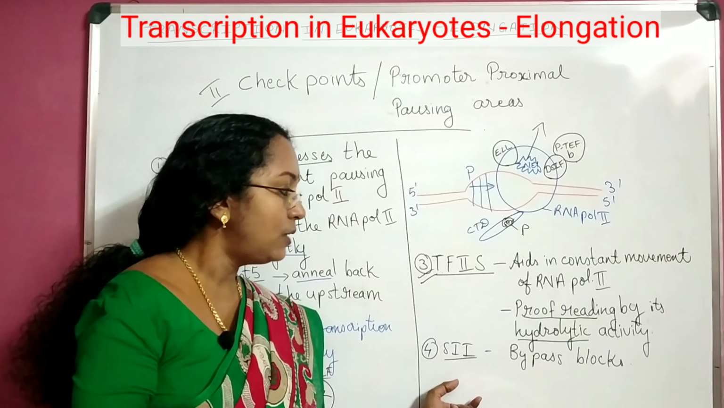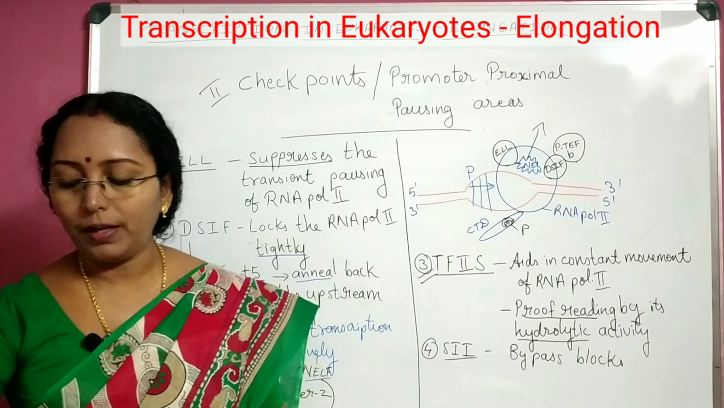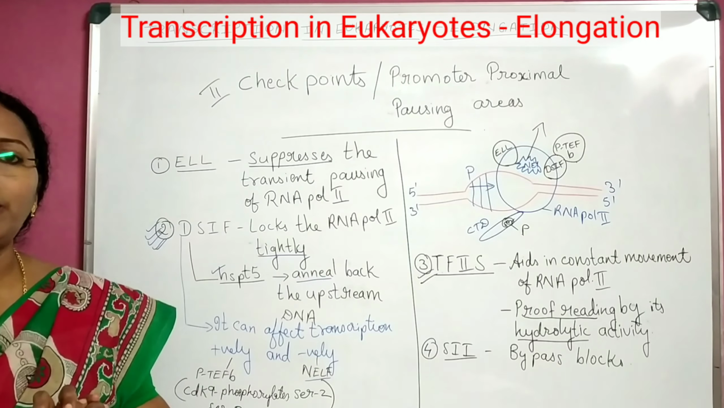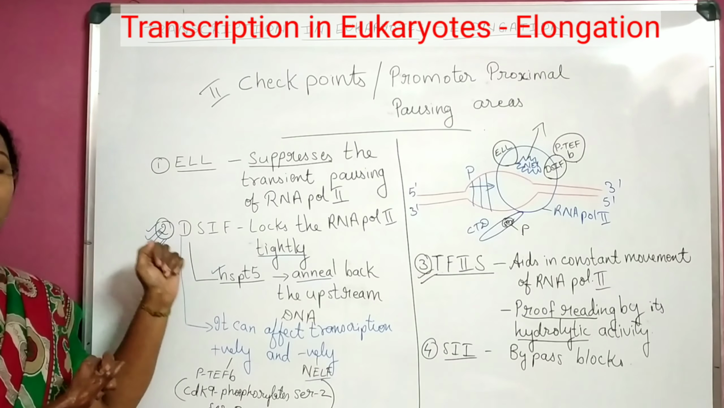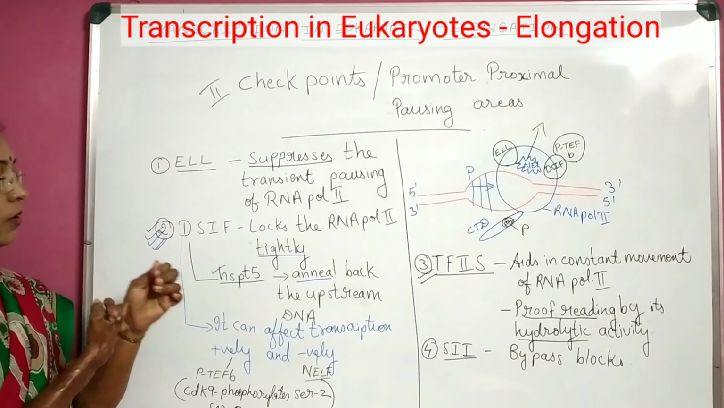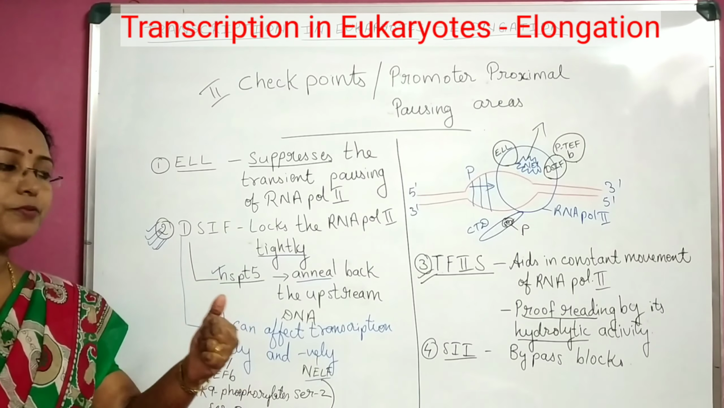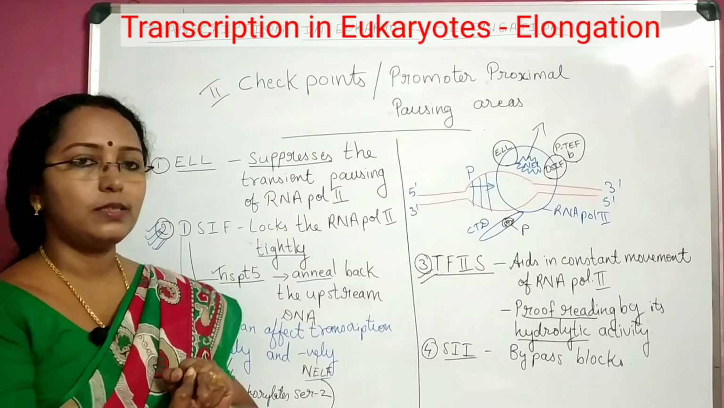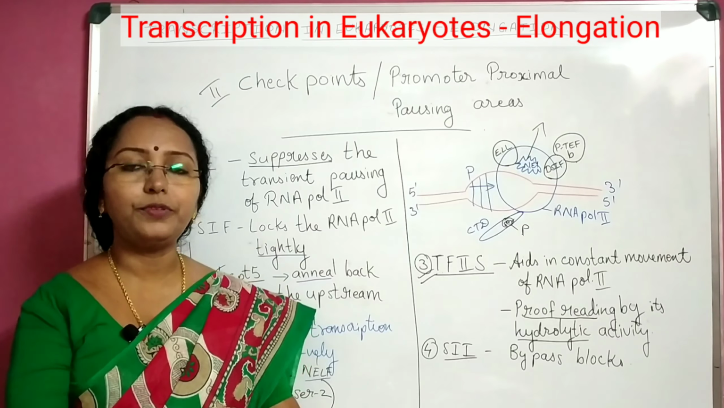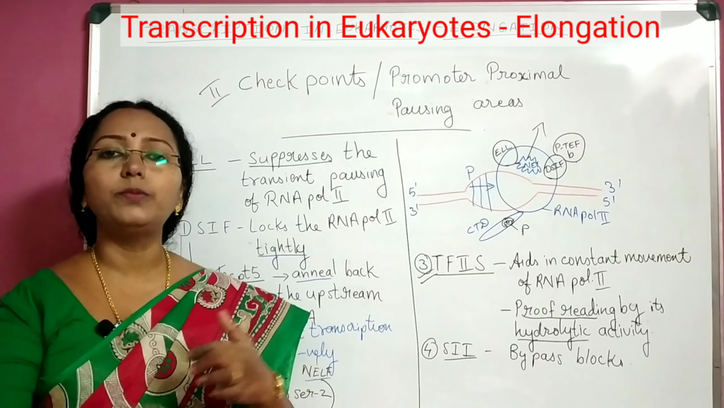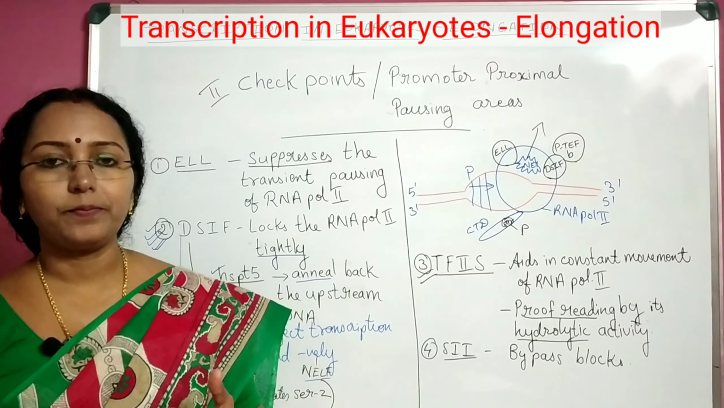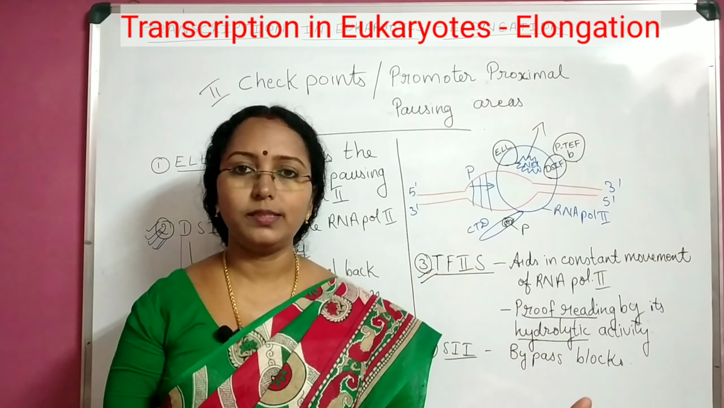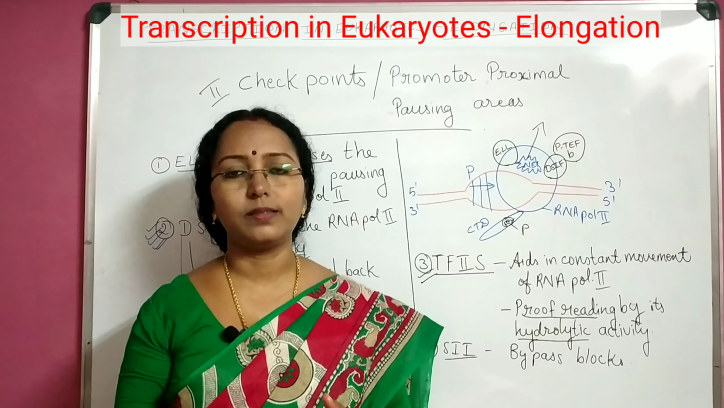Now again, if there are more blocks on the path, another protein is there termed as SII, it will help the RNA polymerase to surpass all the blocks. So it has cleared all the checkpoints with the help of ELL, DSIF. DSIF is also involved in the annealing back of the upstream of DNA with the help of HSPT5, followed by TF2S, which gives a constant speed and also proofreading, and then SII is also there to remove blocks, if any. Now then comes the last part, that is the third head that I have told you, that is polymerization. Now let's understand what that is.